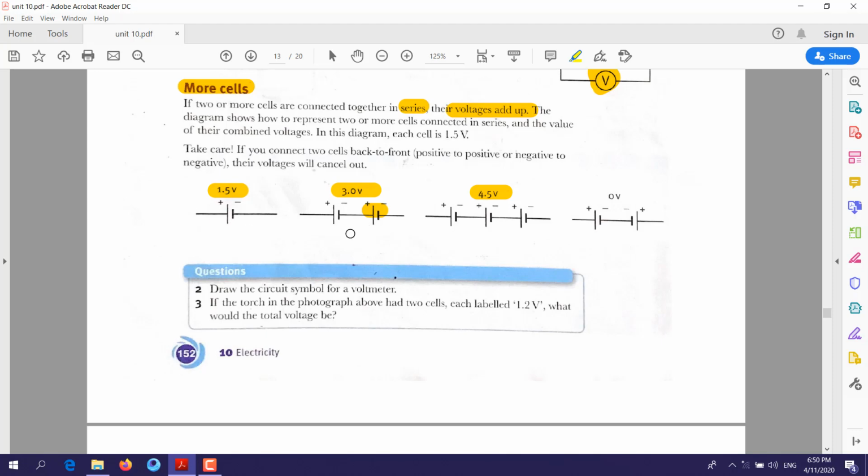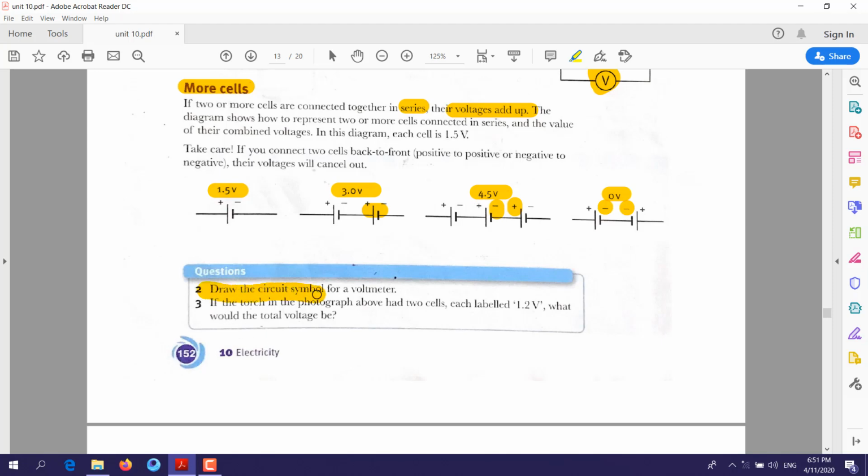Here, as you can see, it's 0 volt. Why? As you can see here, how they are connected to each other, negative with negative. It should not be in this way, because with negative to negative there won't be any movement for the charges. It should be connected positive to negative, and so on.